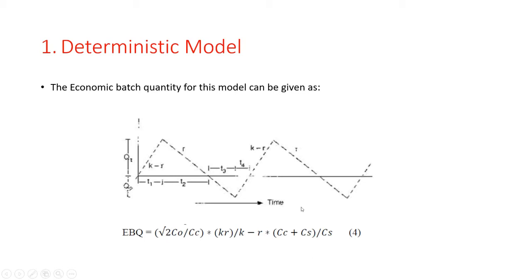Here the manufacturing model produces and consumes simultaneously for a period of the cycle time. So we get the economic batch quantity as the root of CO R divided by CC, into K divided by (K minus R), into (CC plus CS) divided by CS. So this is our fourth equation. Thank you.